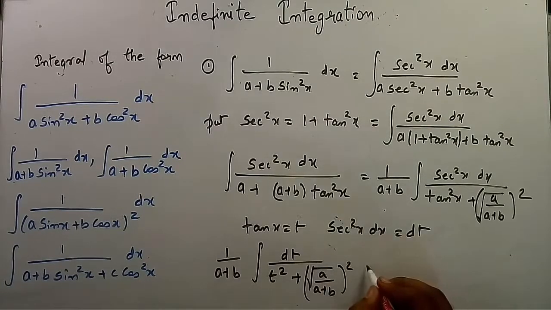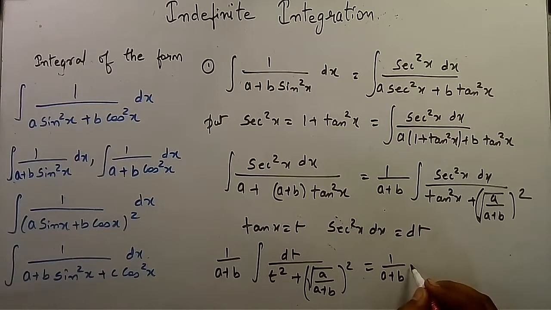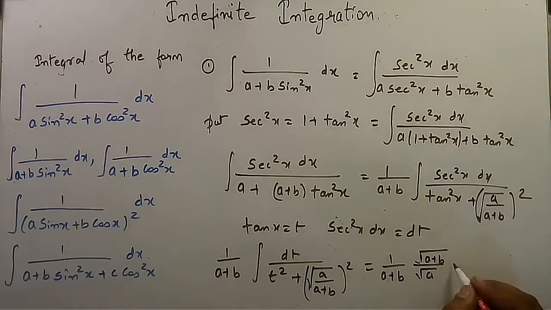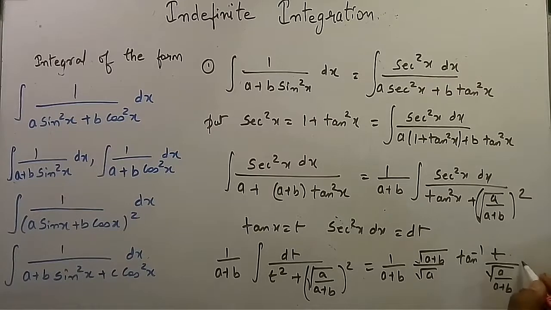And the value of this integral would be 1 by a plus b into 1 by root a upon a plus b, that is root a plus b upon root a, into tan inverse of t by root a upon a plus b, plus c.